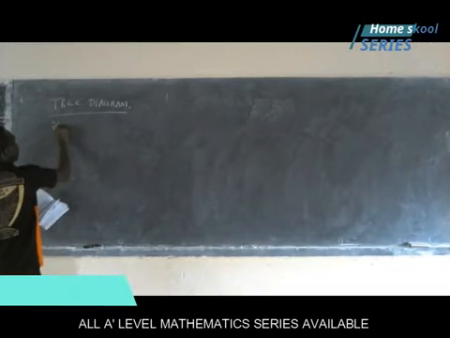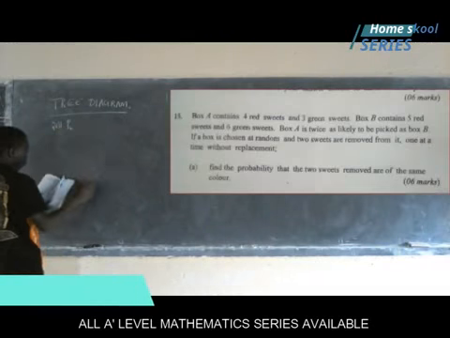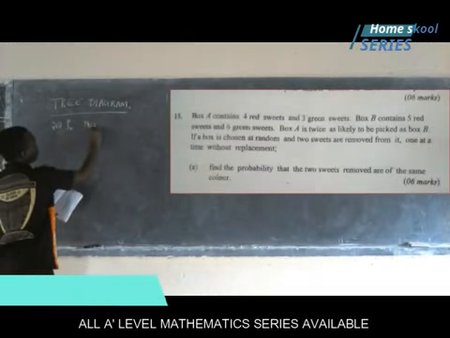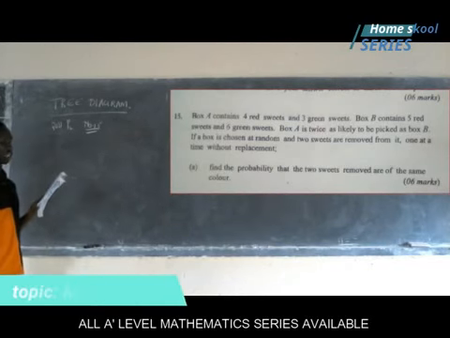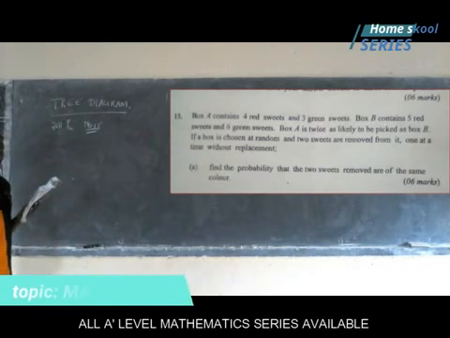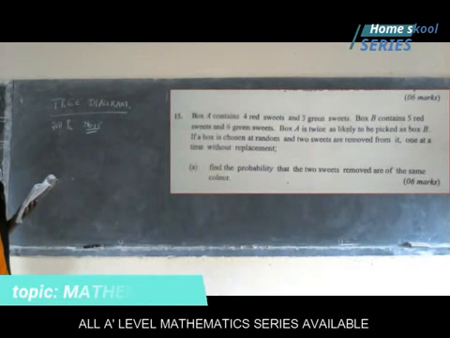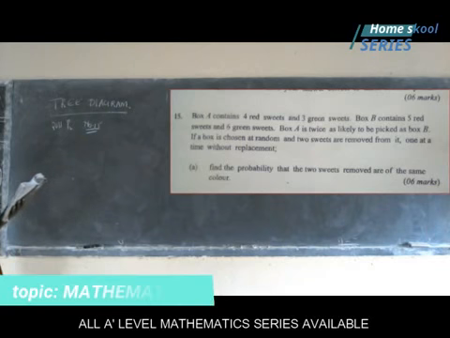2011, paper 2, number 15. This one says, box A contains 4 red sweets and 3 green ones. Box B has 5 red sweets and 6 green ones. Then I say box A is twice as likely to be picked as box B.